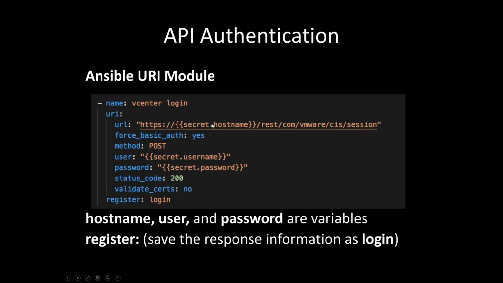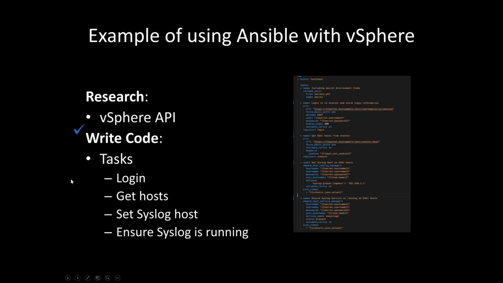So all of this is saying, we're going to try to log in, we're going to give it the username and password, and if it works, if we get a status of 200, notice that I'm telling it, don't worry about whether the cert is valid or not, go ahead and register that in login. Okay. So in theory, we have loaded our vCenter username and password, we have tried to log in, and if it works, we now have it in a variable called login.